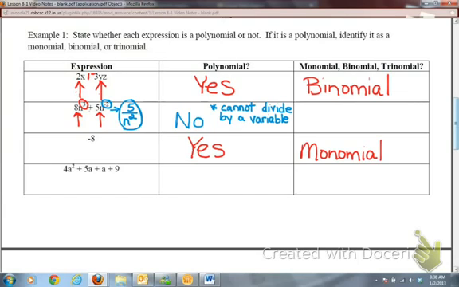Okay. Last one. This could look a little bit familiar. All plus signs, that's a good thing. No dividing, another good thing. We have 4a squared, 5a, another a, and then the number 9. It's definitely a polynomial. So yes, because it is the sum of monomials there.